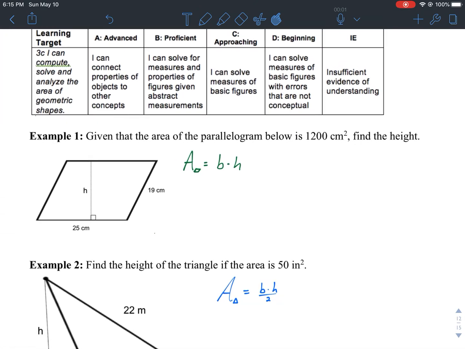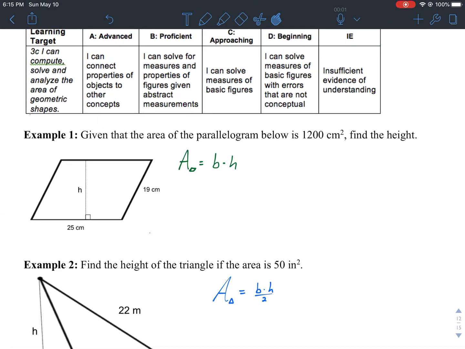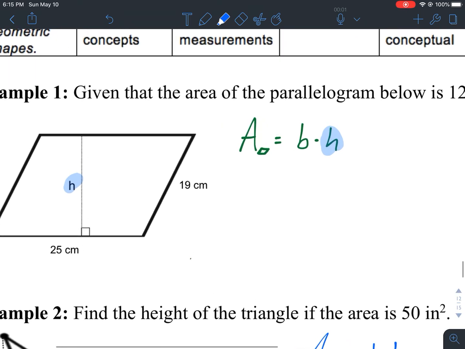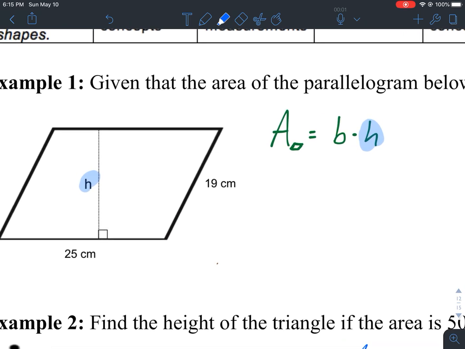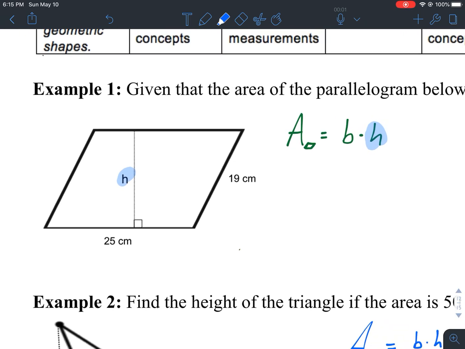For example 1, we're going to talk about parallelograms. So the scenario is we're given the area measurement of this parallelogram and we are asked to find the height, which is h. If you recall, if you want to find the area of a parallelogram, the formula for that is base times height.